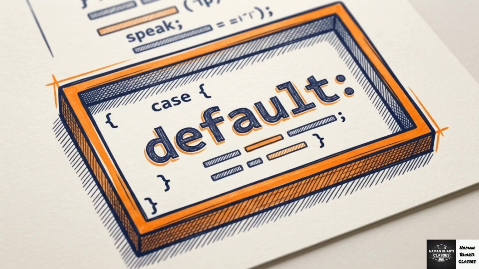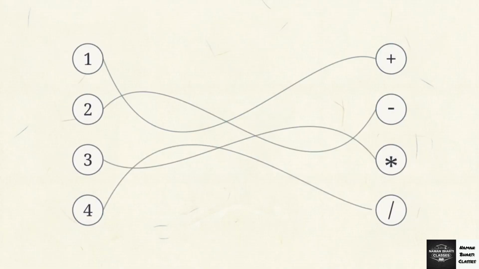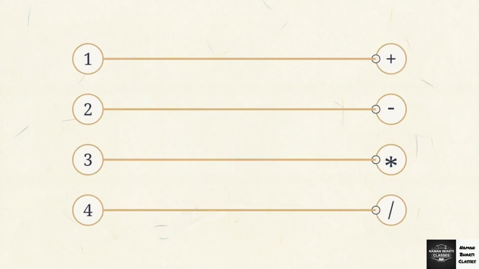But users make mistakes, so we close the switch statement with a default case. If they type a 5 or any invalid text, the default case catches it and safely prints invalid choice. Rather than writing a tangled web of overlapping if-else conditions, the switch statement provides a clean, direct map. 1 user input equals 1 specific backend action.